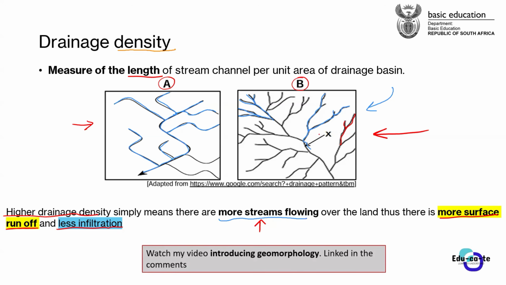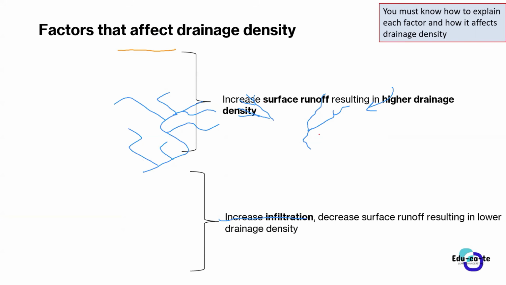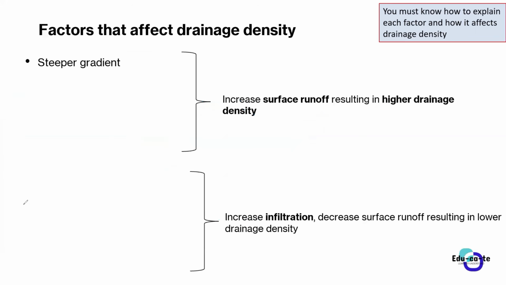Okay, so please guys, go back to my video introducing the geomorphology so that you understand the difference between surface runoff and infiltration. So now let's try to look at the factors that would affect this drainage density. Let me just delete this. Okay, so which factors would affect drainage density here? First of all, remember we said that a higher drainage density is caused by more surface runoff. And in our previous session, I explained to you guys what factors cause a more surface runoff, right?